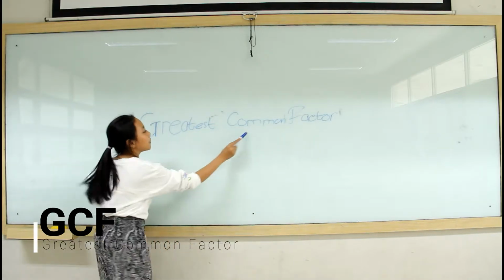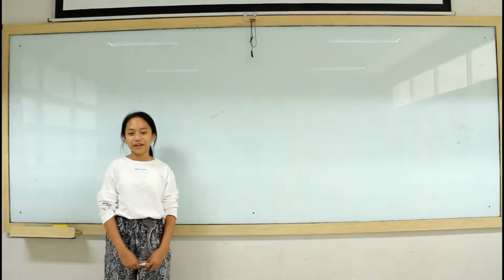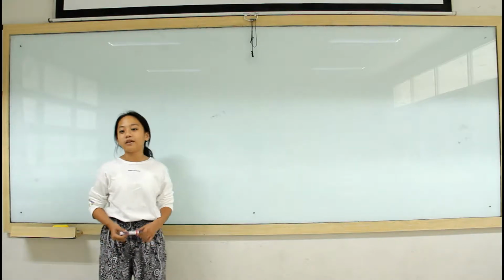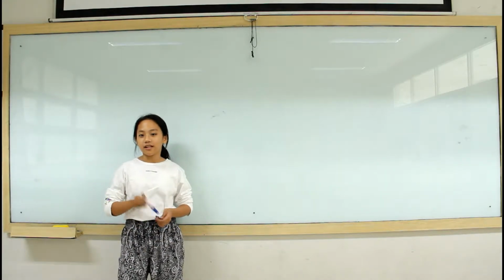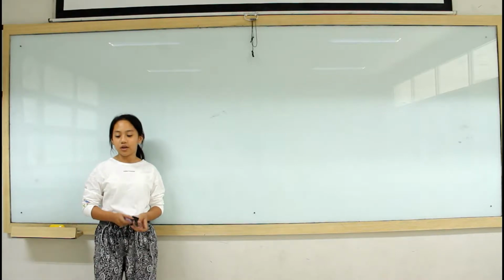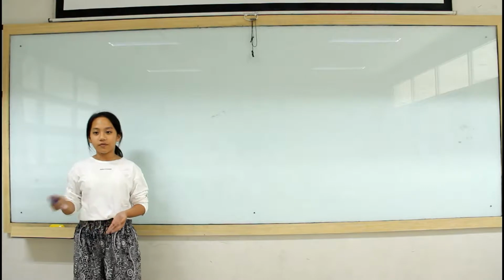GCF stands for greatest common factor. To understand GCF, you need to understand factors. A factor is a number that, when multiplied with another number, creates a larger number. There are two ways to find factors: one is listing down the factors, or you can also use factor trees.